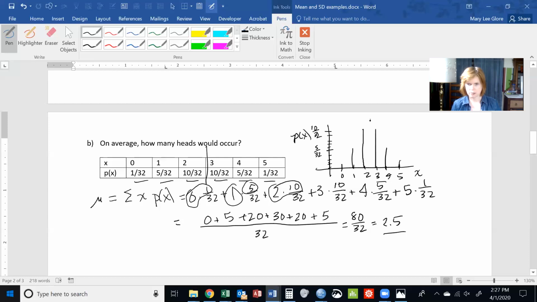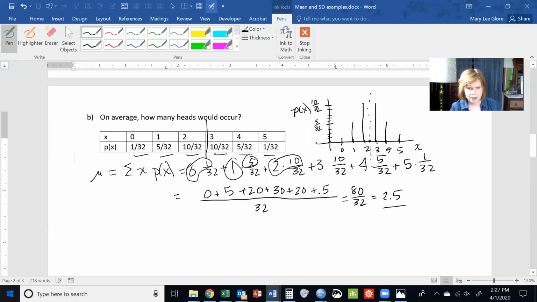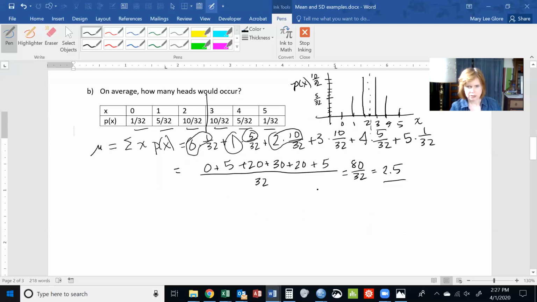Right. So if I draw a little dotted line here, if I folded that over, that would be the same on either side of that dotted line. So the median of this distribution is 2.5, and that is also its mean. Okay, so I got my mean. This is 2.5, and the units for this is heads, because my x is in the number of heads. So this says I would get, on average, 2.5 heads and 2.5 tails. You can think of it that way.